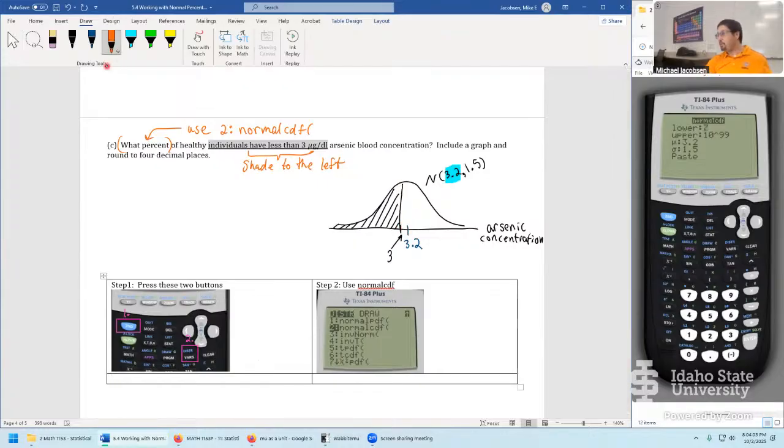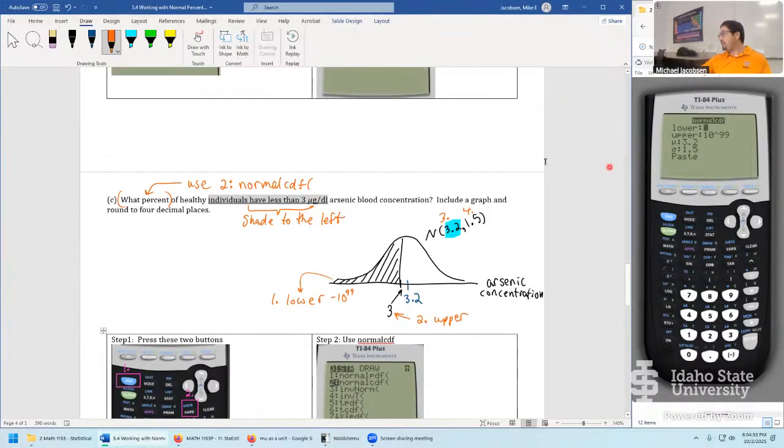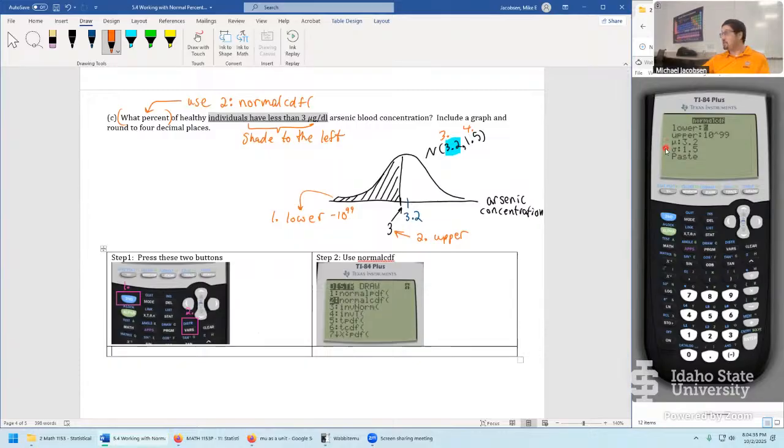So this time input 1 for lower, because this area is extending to the left forever. It didn't say between two values, it just says less than 3 micrograms per deciliter. Lower is -10 power 99 in the calculator. 3 is the upper value. And inputs 3, inputs 4 are always in the same order, but the calculator helps out definitely with that one by printing those symbols. So here's how the lower would go.